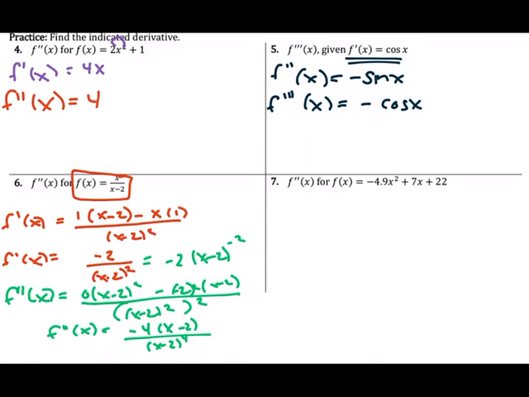Why don't you go ahead and pause the video and work through number 7 on your own. Hopefully you had time to do that. The first derivative for number 7 is going to be 2 times negative 4.9, which is going to be negative 9.8x plus 7. And then the second derivative is going to be just negative 9.8.